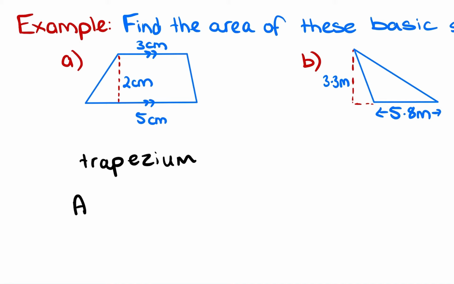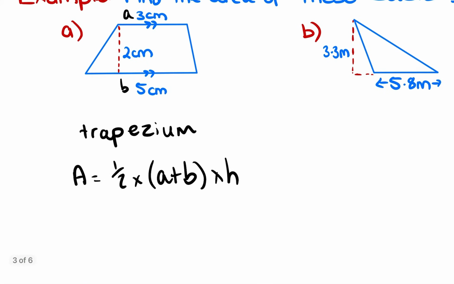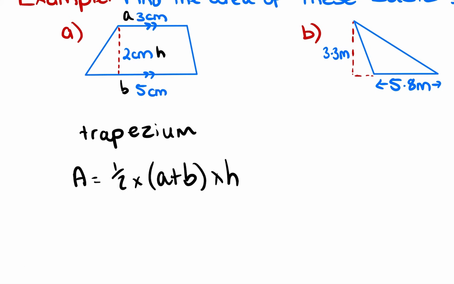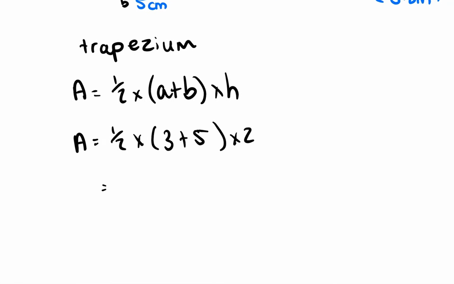Okay, and to get the area of this, I need the formula half times A plus B times my height. So A and B are the tops of the trapezium. So this is A and this is B. And our height is the part here in our trapezium. So now, if I write this again, I'm going to go half times 3 plus 5, and then times 2. Okay, so 3 plus 5 is 8. So then we're going to have half times 8 times 2.